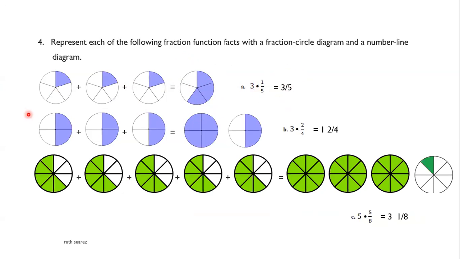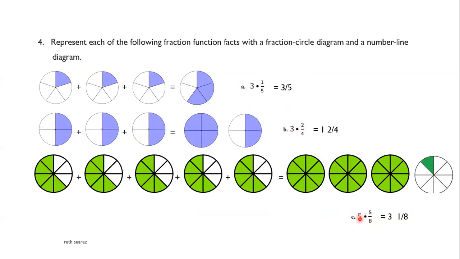Next is 3 times 2 over 4. That means we are going to grab 3 of 2/4. So it's 2/4 plus 2/4 plus 2/4. It's going to give us 1 whole and 2 over 4. So you can see that is the answer we got right there.